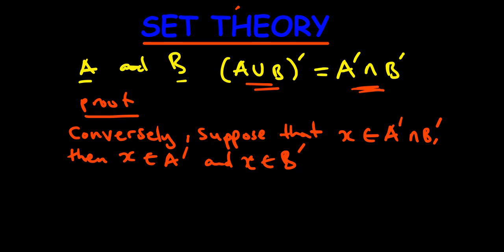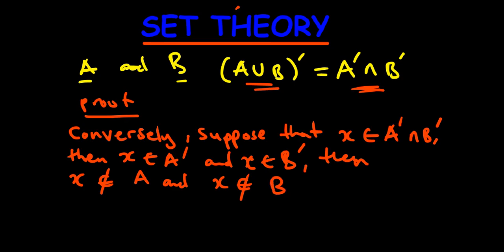Then we have that from here we can move to say, if it's in the complement, then we know that x, if it's a member of the complement, meaning that x will not be in the set A, since it's in the complement, and x will also not be in the set B.